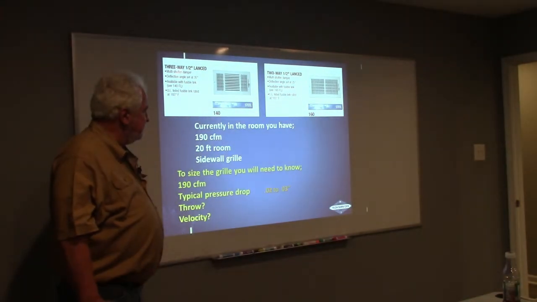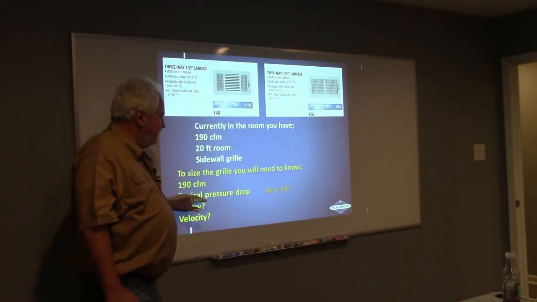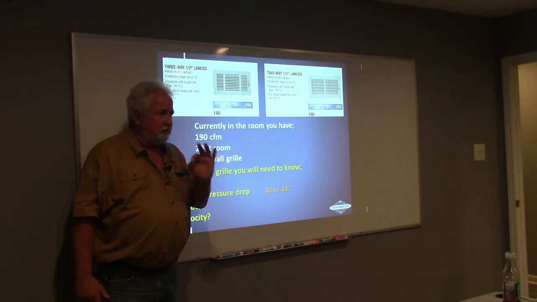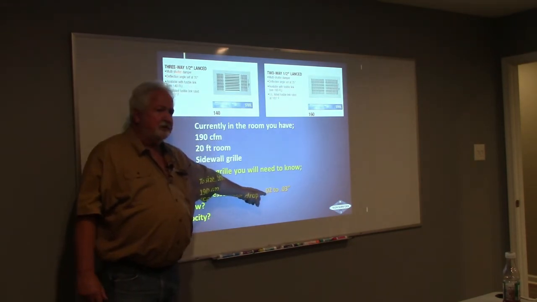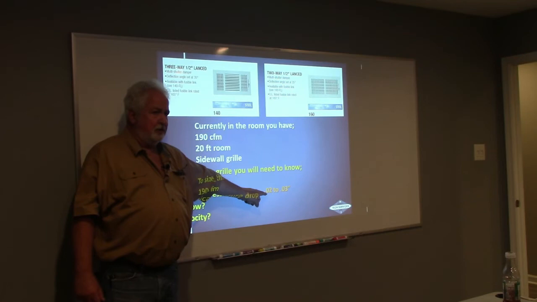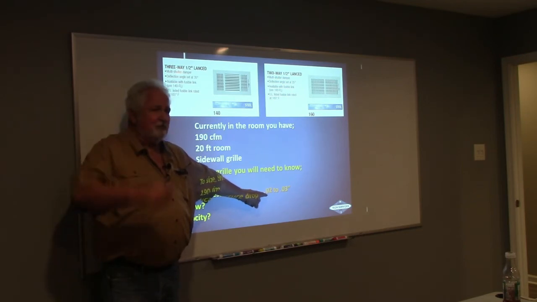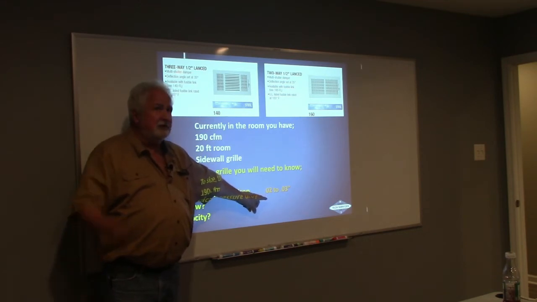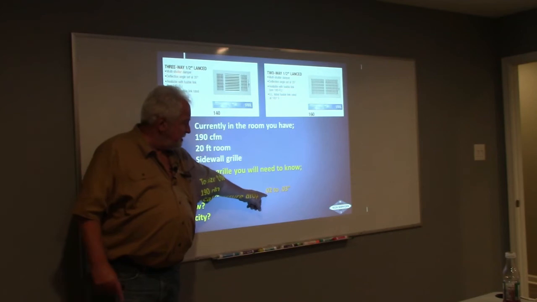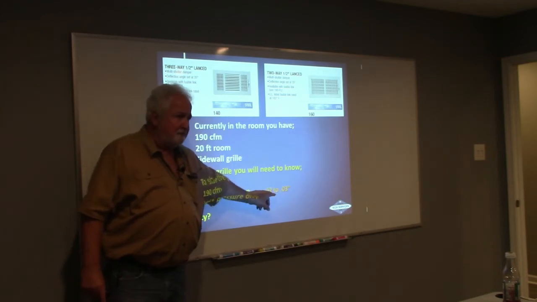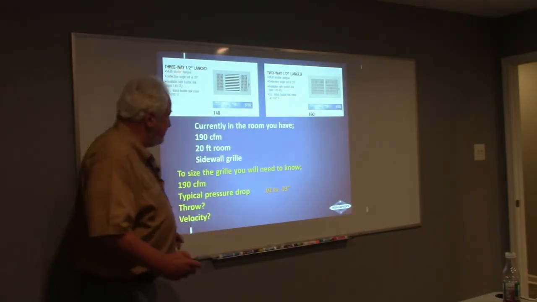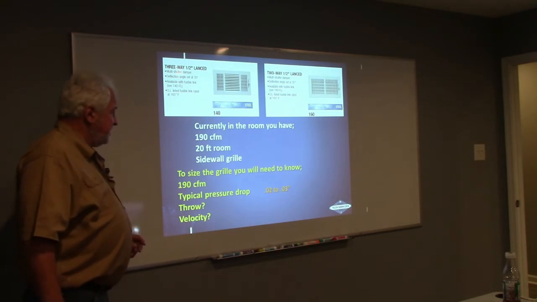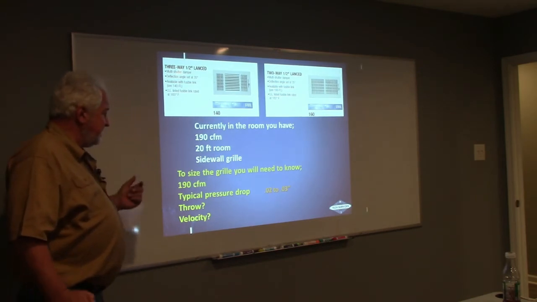500, yeah, absolutely. So typically, if I get a good grill, you're going to see about 0.02 to 0.03 across that grill. If it's a stamped grill, what do you think it's going to be? Closer to 0.04, 0.05? Yes. When I get to these better grills, I'm going to be looking at that 0.02, 0.03. Okay, so that's going to be good numbers for us because that's going to decrease our static pressure total.